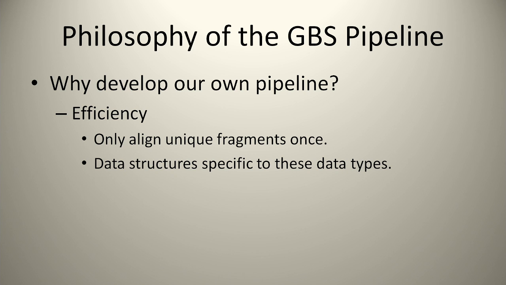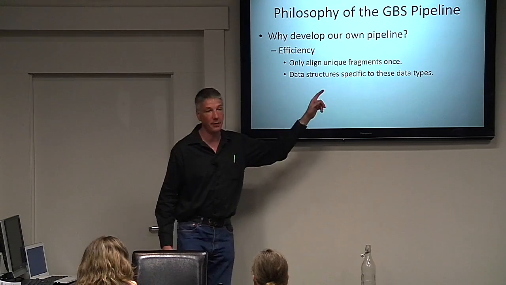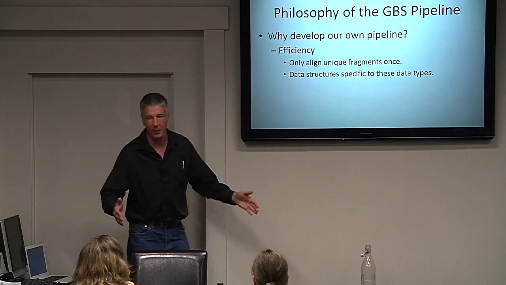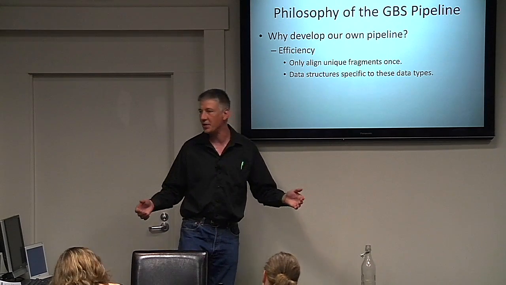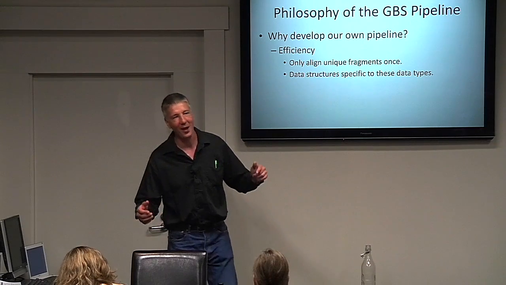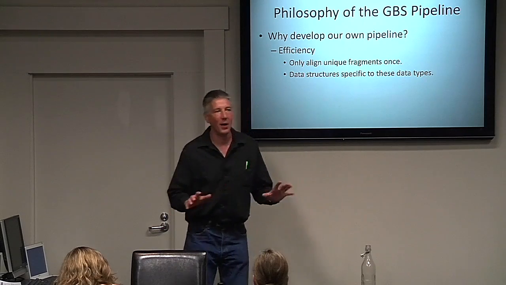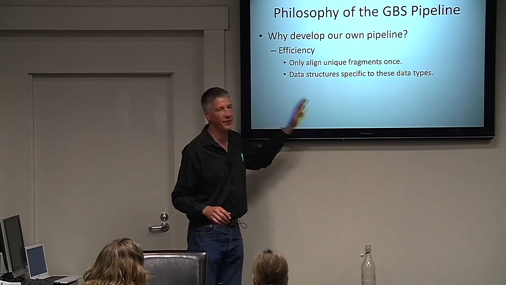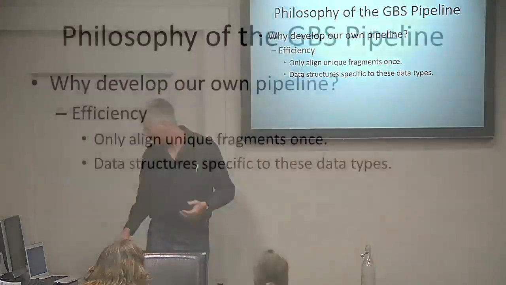Well, mainly for efficiency, and you're going to see where we get some efficiencies in this pipeline as we go through. But one of the big ones is we only align unique fragments once. So you can imagine that you could see the same fragment 10 times, 100 times, 1,000 times, 10,000 times, depending on the size of your data set. And if every single time you encountered that fragment you had to align it, well, that's going to take up computational resources, right? So that was one thing. And then there are data structures that have been created that are specific to the data types that we're working with, okay?